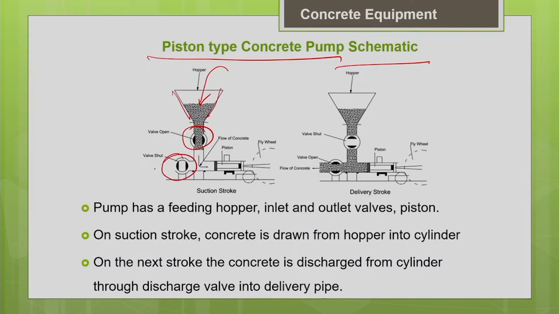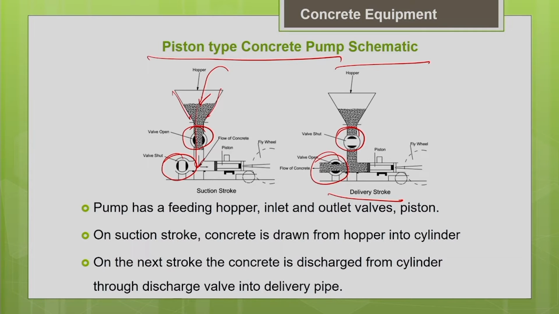Okay, and the concrete from the hopper will be transferred into the cylinder in the suction stroke. Okay, so now what is happening in the delivery stroke? Your inlet valve will be closed, and the outlet valve will be open, and the concrete from the cylinder will be forced into, or discharged into, the delivery pipeline. So that is what is happening in the delivery stroke.